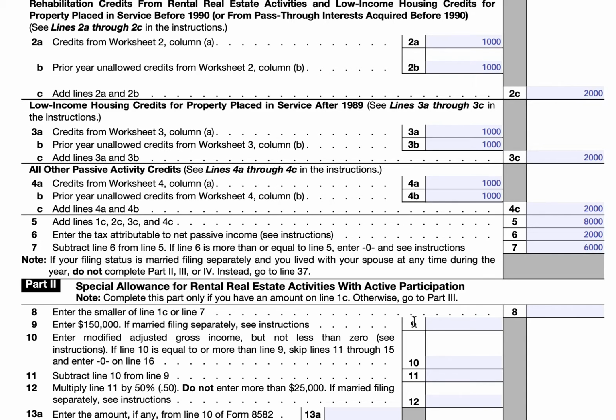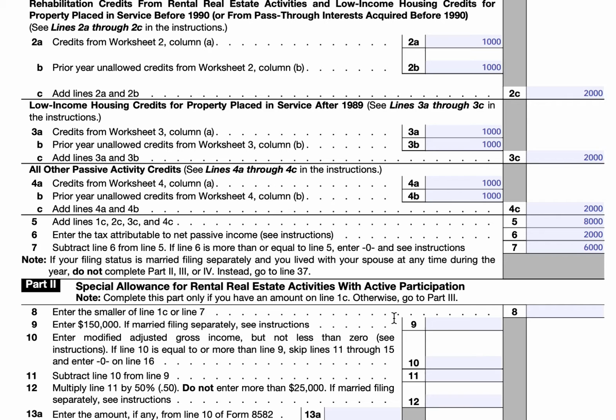So in part 2, we're going to calculate the special allowance for rental real estate activities with active participation. So there is a specific difference between active participation and material participation. And so if you actively participated in your activity, then you are able to use part 2 to calculate your credit from the rental real estate activity.